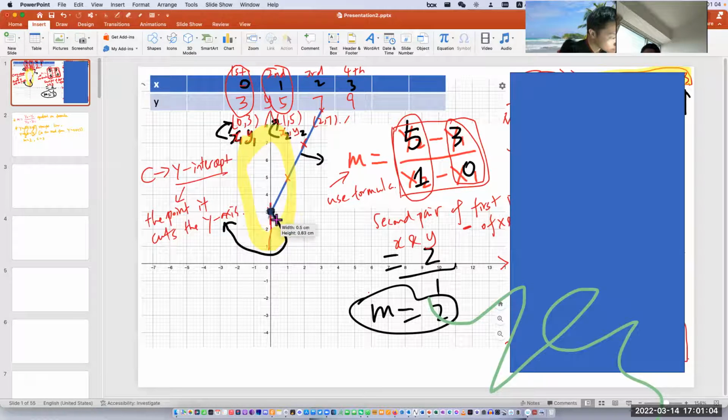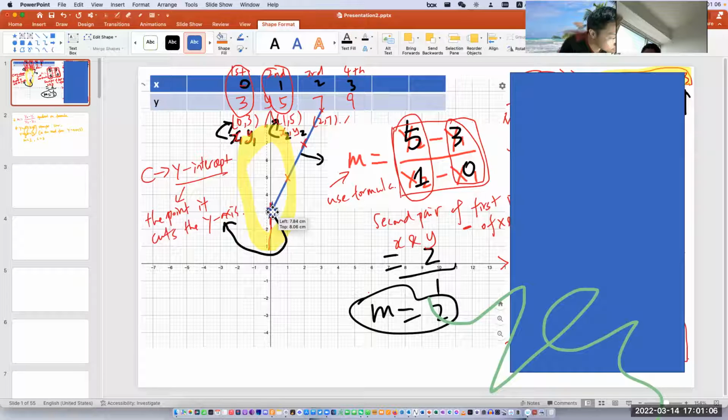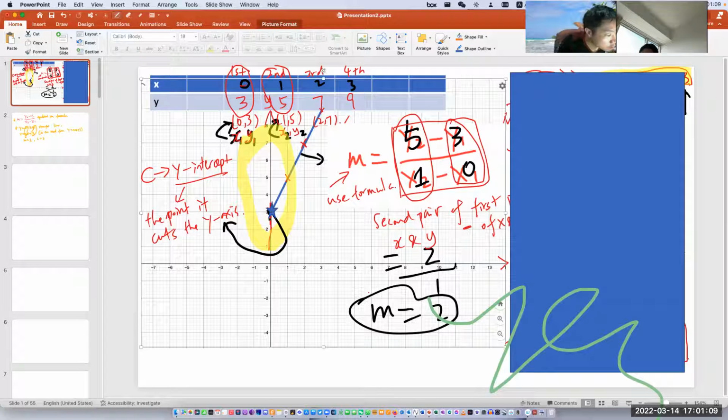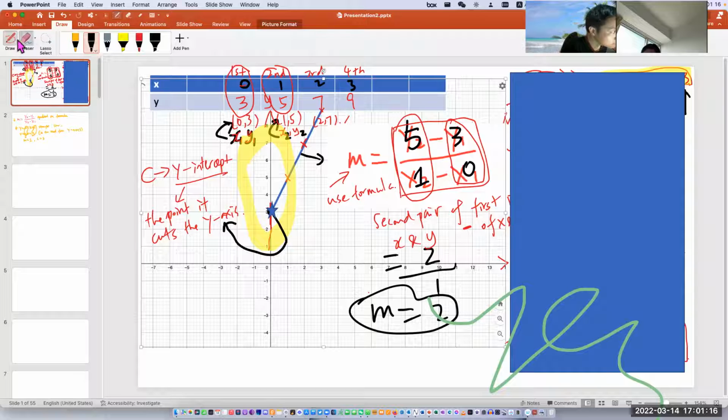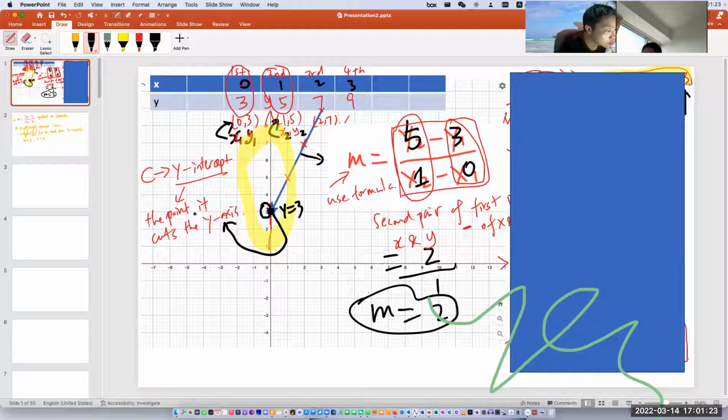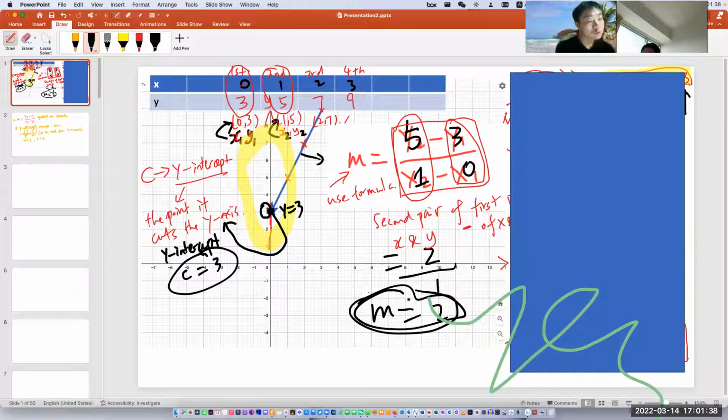So this is the point. So this is y equals 3, right? Can you see the 3 here? So this point is at y equals 3, therefore y is equal to 3 at this point. So your y-intercept, the y-intercept is one letter, C, not y. So C equals 3. So C is equal to 3, M is equal to 2.